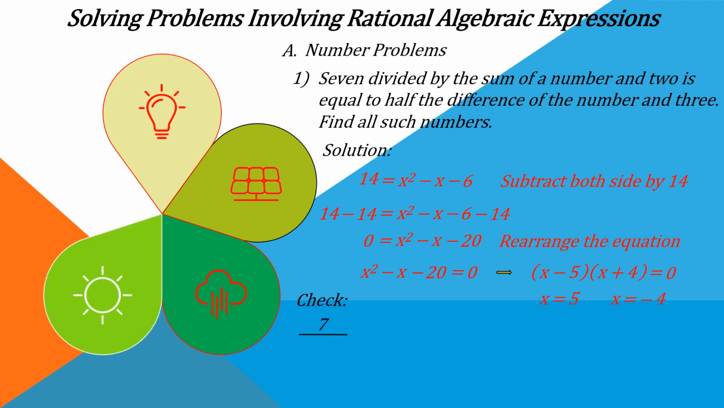So as what I have said, we need to check if our answer is correct, and to check if the answer is correct, we need to go back to the original equation, which is 7 divided by x plus 2 is equal to x minus 3 divided by 2. Substitute the values of x in the equation. 7 divided by 5 plus 2 is equal to 5 minus 3 over 2, and this is 1 is equal to 1. Let's try the negative 4.